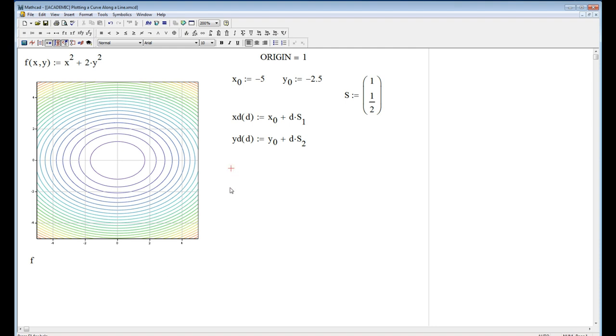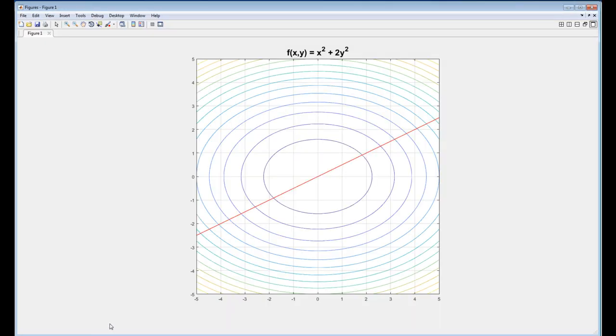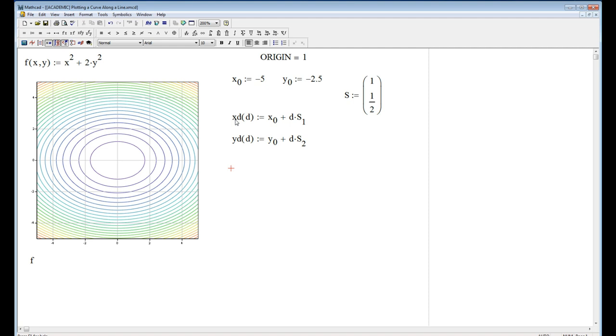Last thing I need to do is define f as a function of d as well. Because I only have a line and I only have a search direction along that line, x is a function of d, y is a function of d, but f is also going to be a function of d. So along that search direction, f goes from being a function of two variables, where I get this spiff contour plot, to a function of one variable, d. I'm just going to define it like this. So there we go. Now f is a function of d only.